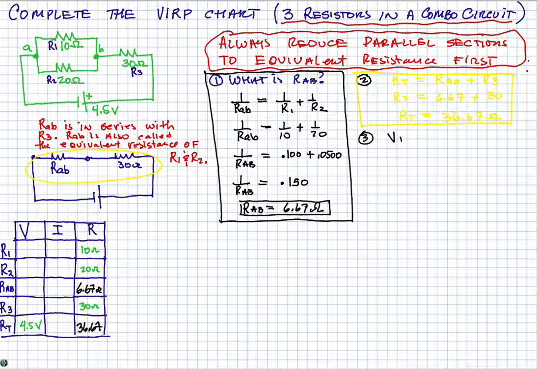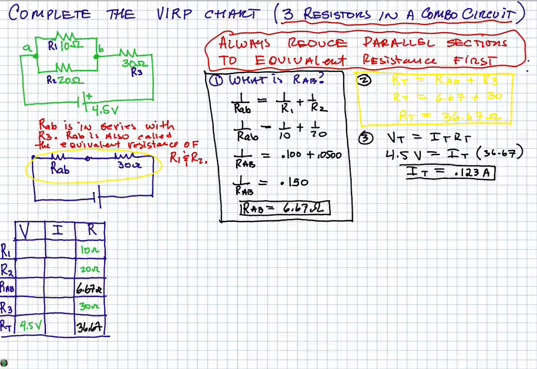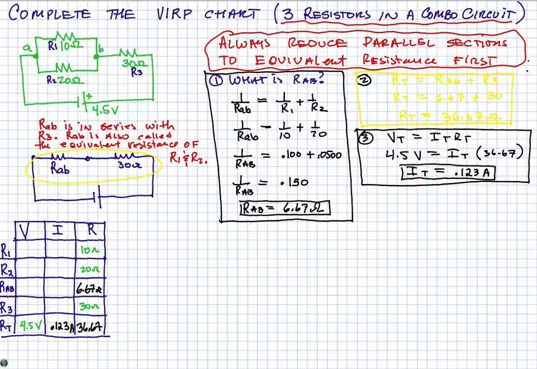So I know that VT is equal to IT RT. VT is 4.5 volts, IT unknown, RT is 36.67. So IT is equal to 4.5 divided by 36.67. So that's equal to 0.123 amps. So I have another piece of our puzzle. Okay, so let's write that down. 0.123, and there's an A for amps. Cool.